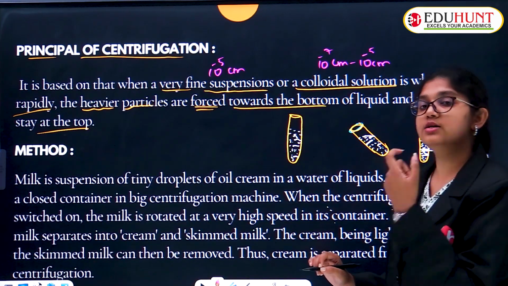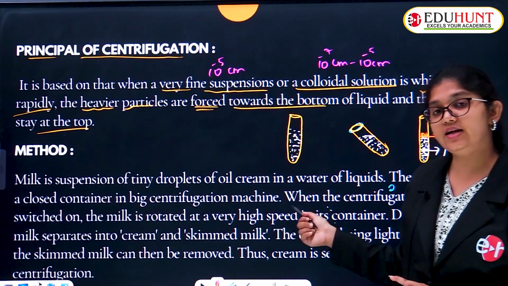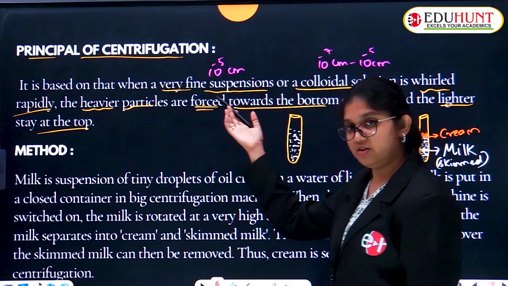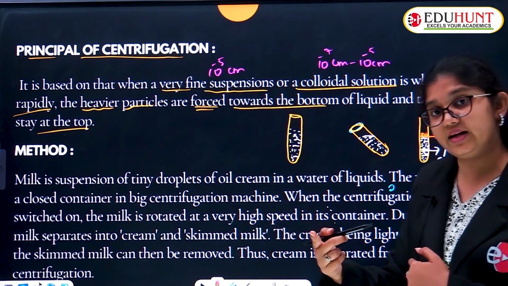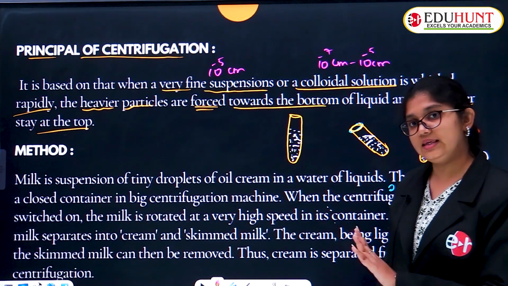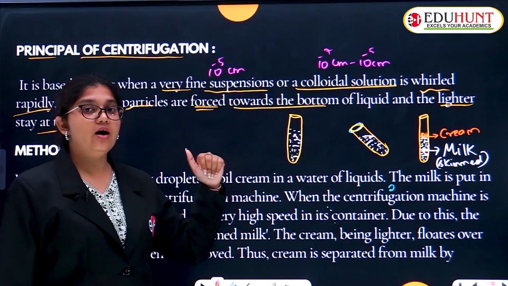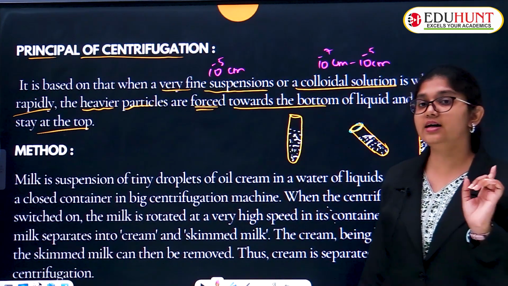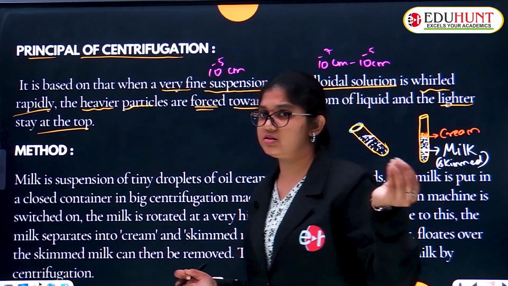So here the particles are very small and tiny, and those cannot be separated by ordinary separation techniques. We will definitely use centrifugation. It is based on very fine suspension particles or colloidal solutions whirled rapidly. The heavier particles are forced to settle at the bottom of the test tube, and the lighter particles stay at the top. The cream, the foamy content, is lightweight.